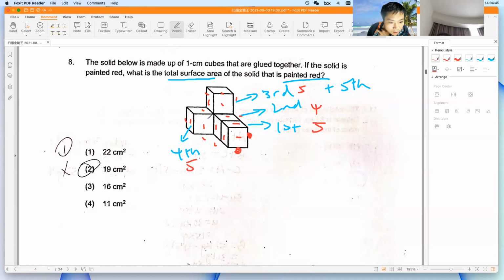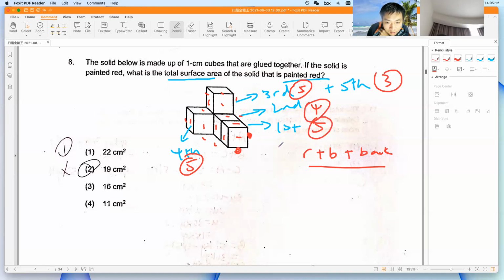Okay, for the fifth one, the top one is not painted, then the left also not painted, the right is painted, below is painted, the front is not, then the back is painted, so 3. So you have 5, 4, 5, 5, 3, which gives 10, 19, then 22. So you have 22.